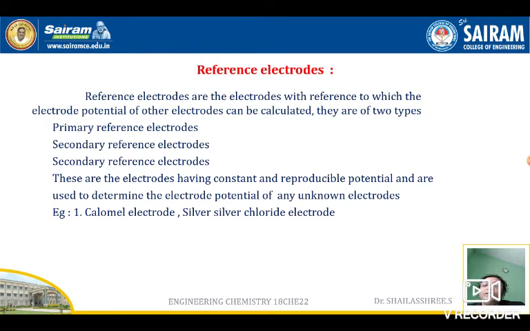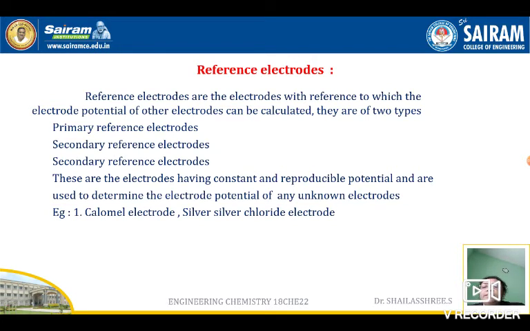Why did the secondary reference electrodes come into existence, and why are we using only the secondary reference electrodes? Why are we not using the primary reference electrode? Before, we used only the primary reference electrode, that is, the standard hydrogen electrode. The difficulty there was that it gets poisoned. The platinum metal present inside easily gets poisoned due to the impurities present in the hydrogen gas. And one more difficulty was that it is difficult to maintain the 1 atmosphere pressure of the hydrogen gas.